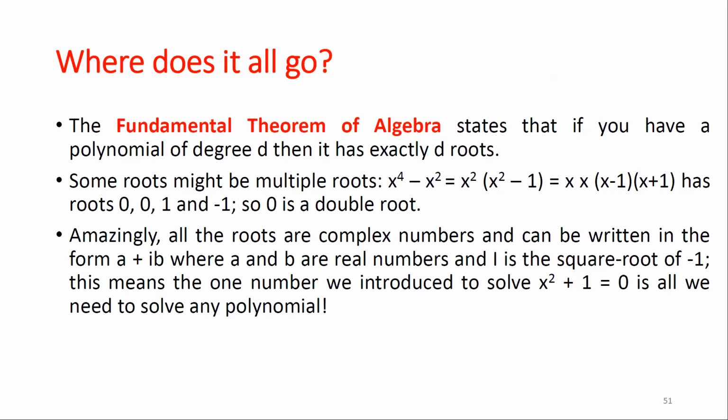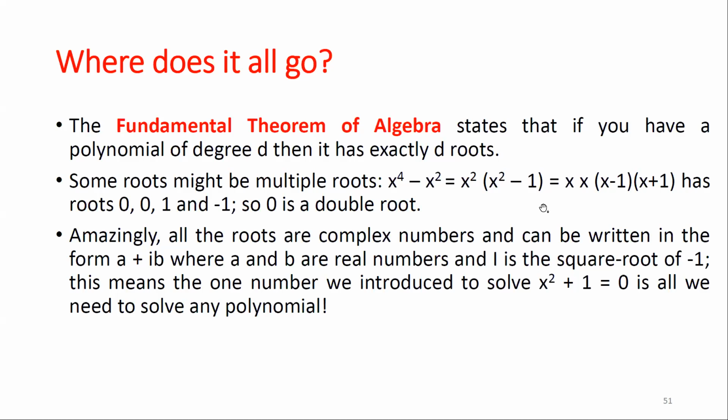And so we're going to end with the fundamental theorem of algebra. It states that if you have a polynomial of degree d, you have exactly d roots. So if you have a polynomial of degree 2, how many roots should you have? 2. And the roots are the zeros, where it hits the x-axis. Sometimes the root might be a multiple root. If I give you x to the 4th minus x squared, I can pull out an x squared, and it's x squared times x squared minus 1. And then x squared minus 1 is just x minus 1 times x plus 1. So it has roots 0, 0, 1, negative 1. So 0 is a double root.